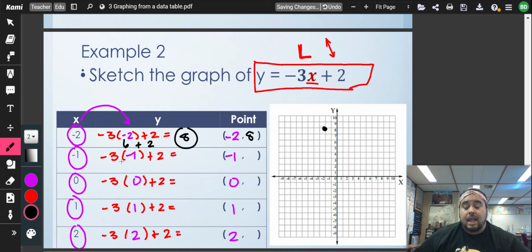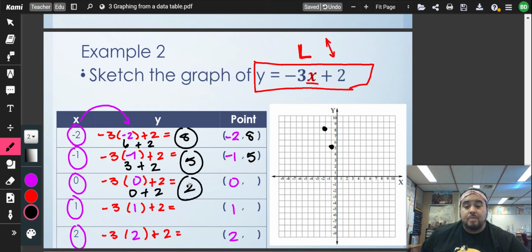Okay. Next line, -3 times -1 is +3 plus 2 is going to give us 5. So my ordered pair here is -1, and the y value is 5. So starting at the origin, I go left 1, up 5. Okay. Next line, -3 times 0 is 0 plus 2. 0 plus 2 gives us 2, so my ordered pair is 0, 2. So starting at the origin, I stay at 0, but I go up 2.